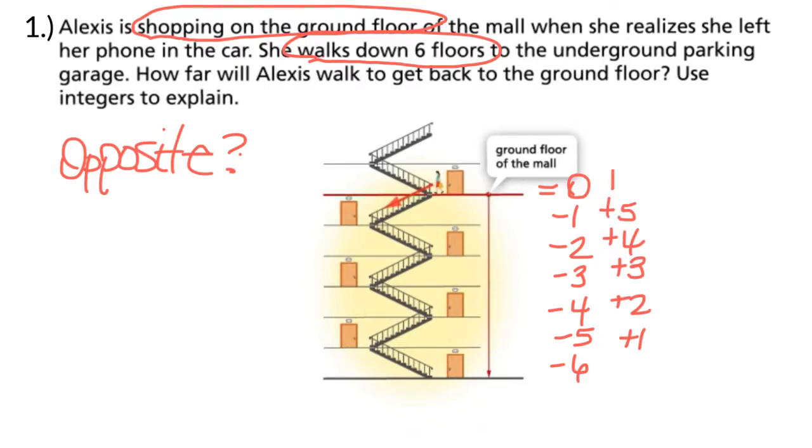Sorry, my finger hit the slide. So my answer here is going to be 6. That is the opposite of -6. And that's how far she's going to have to walk to get back to the ground floor. If she is 6 floors down in the parking garage, she's going to have to go back up 6 floors to get back to the mall.